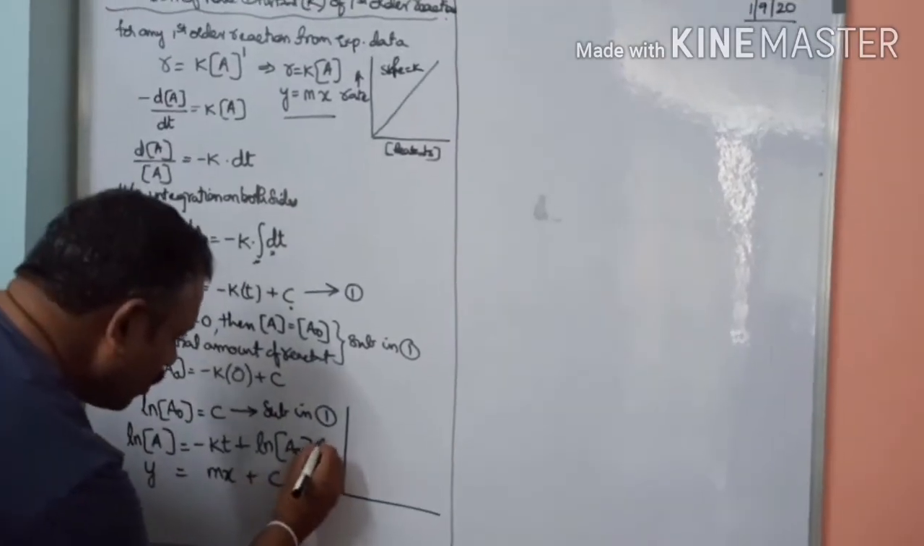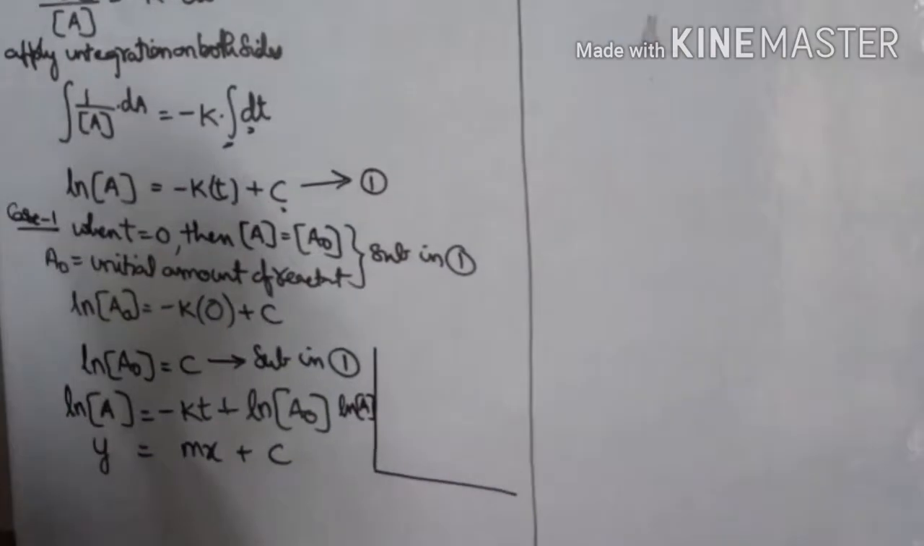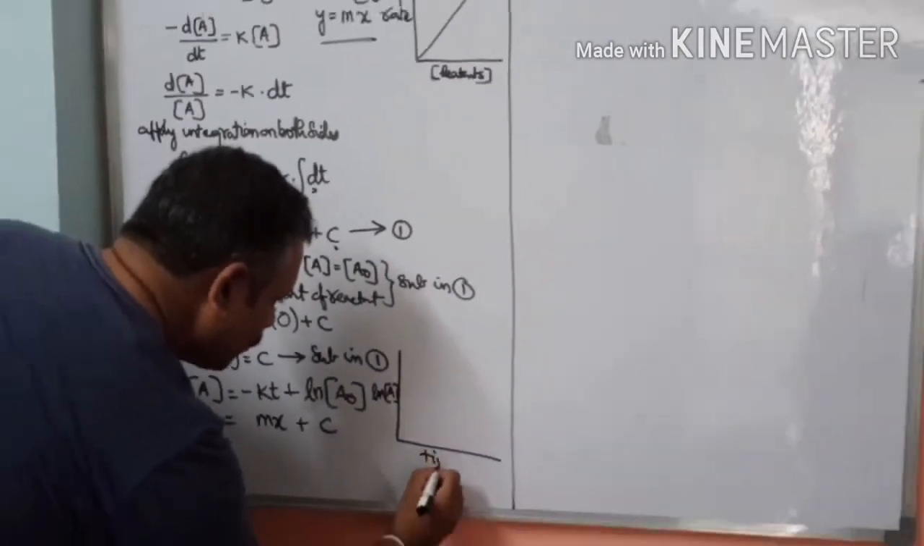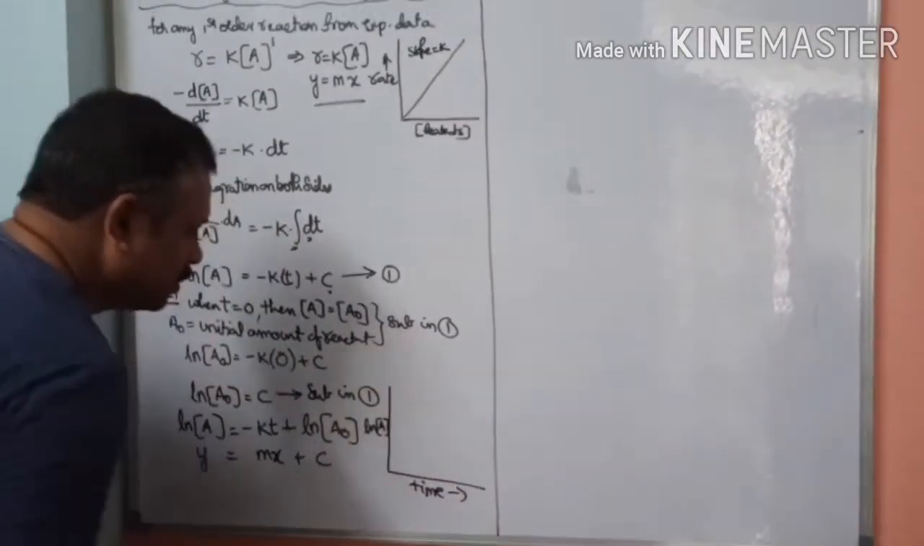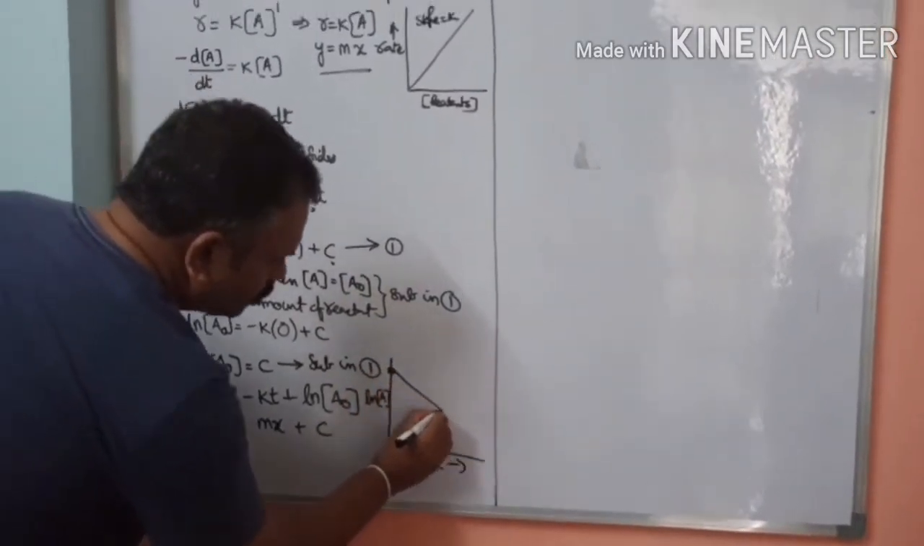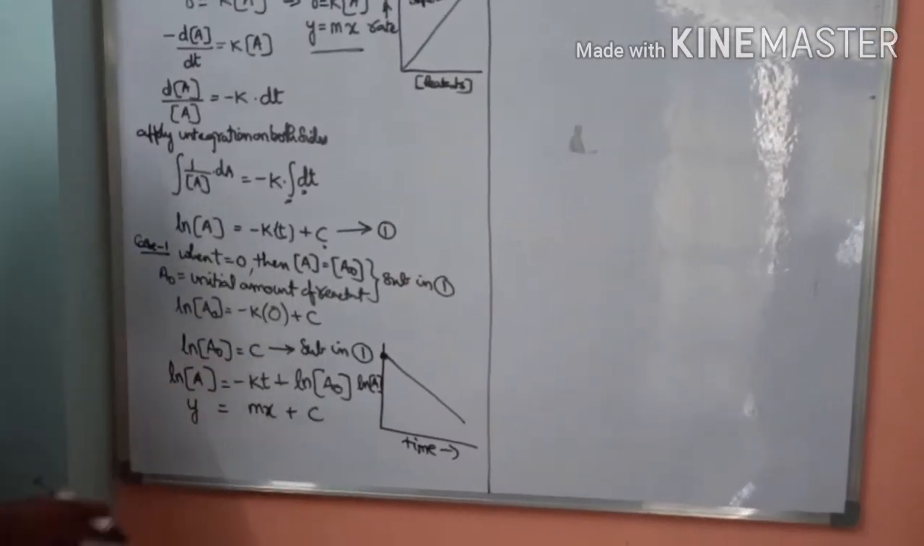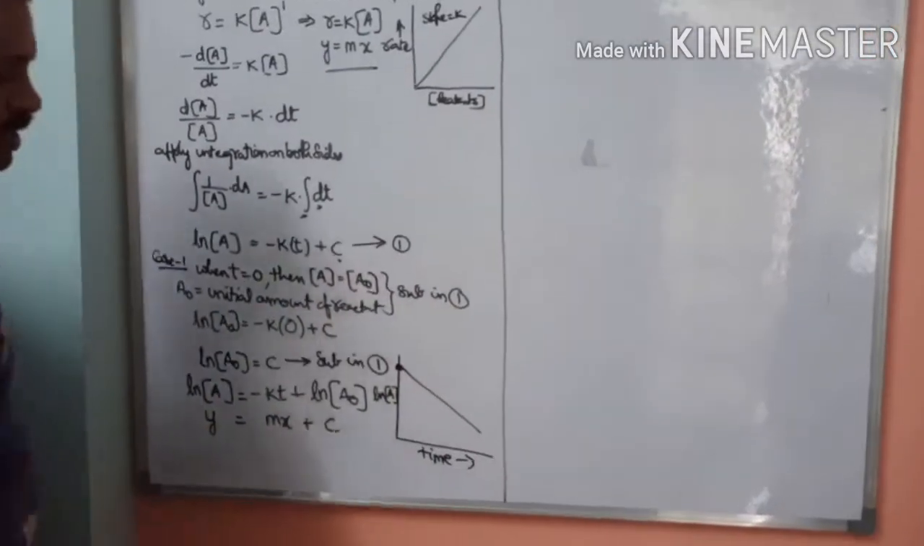It is the logarithmic value of A, and the x term is the time of the reaction, and it is making an intercept on the y-axis, and the slope is negative because m is equal to minus k. Because there is a minus sign, I have written the slope in the downward direction.